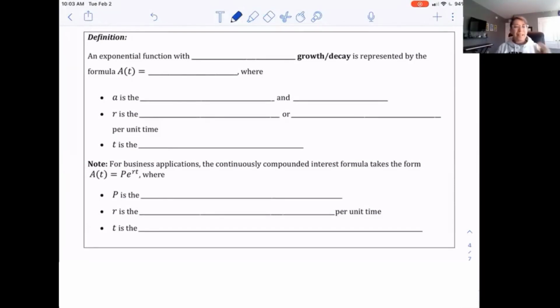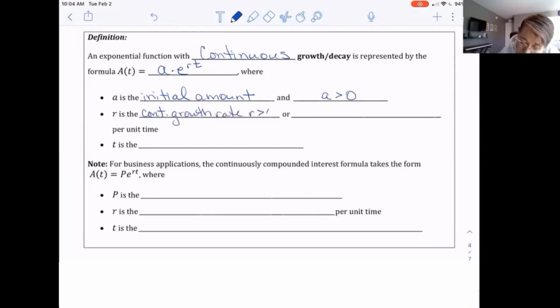Now, when do we use E? When we have a continuous growth or decay. And that's represented by the formula A times E to the RT, where A again is the initial amount, and that initial amount is typically greater than 0. R is the continuous growth rate if R is a positive number, or the continuous decay rate if R is a negative number.